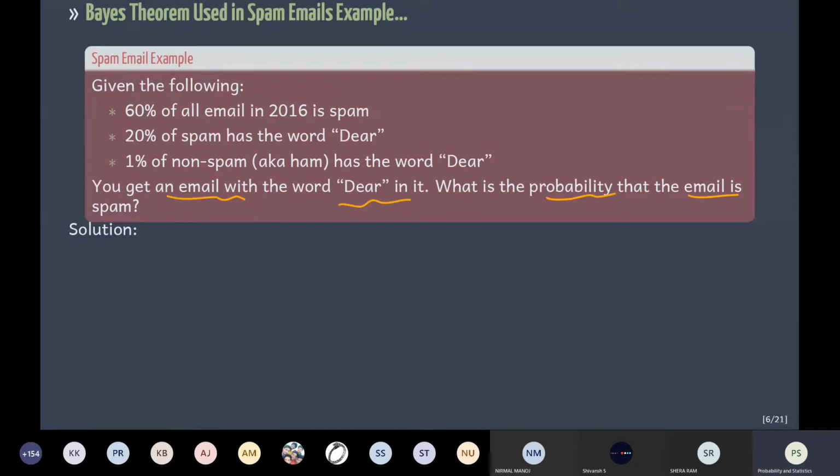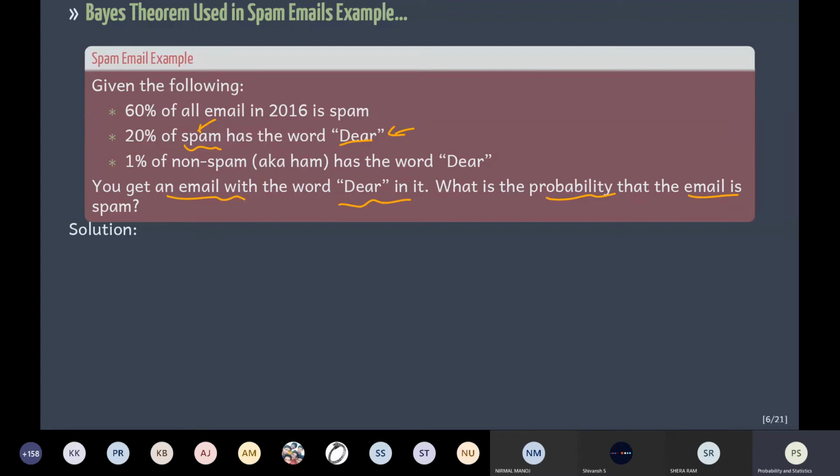Okay, so in this case, this is a classic example of Bayes' theorem. But we need to model the problem in a way that we know what is given, even in the conditional form, because some of the things you see here are actually in the conditional form. 20% of the spam has the word dear in it, right? So you are already given a condition that spam is there. So given that there is a spam email, then 20% will have dear. So these statements are in conditional form already.